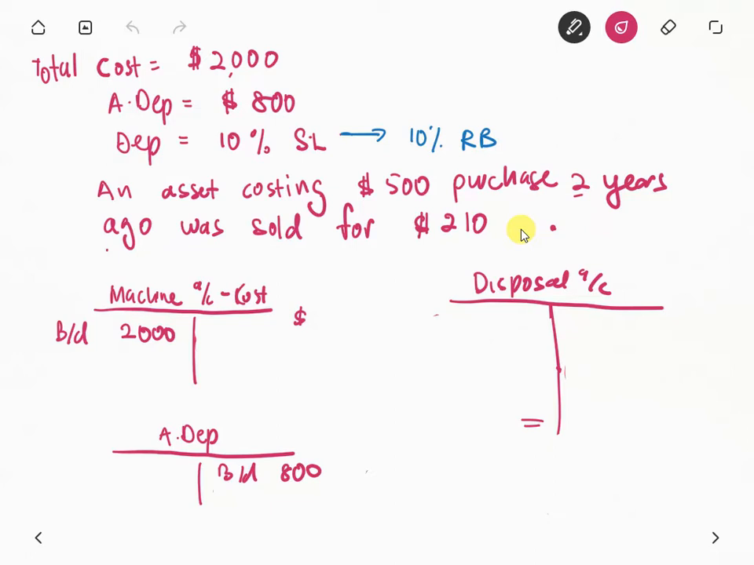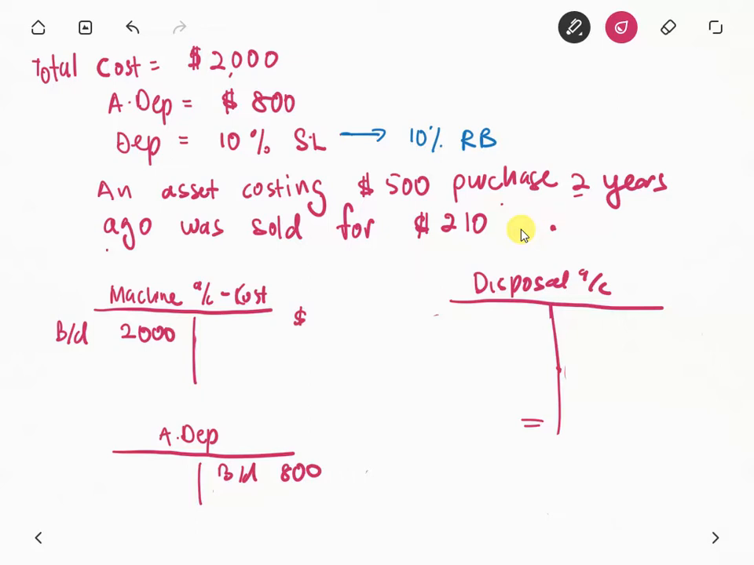Depreciation during the year, depreciation charge is 10% straight line. Forget about reducing, straight line first. One asset, costing 500, purchased about 2 years ago, was sold for 210. There's a disposal for 210. So how many steps? 4.